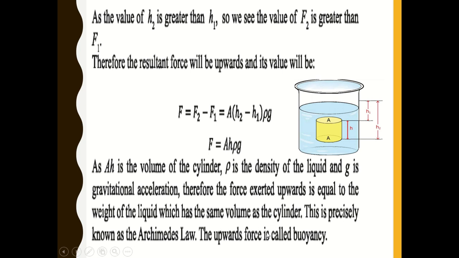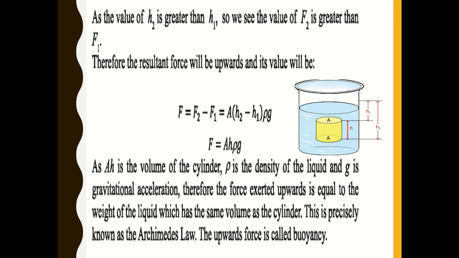The upward force is called buoyancy, and finally we can get F equals A H rho g, and we can also write it as V rho g, because you know A H means V, volume. Area into height is volume. So you can also write it as V rho g, and V rho g is the buoyancy.